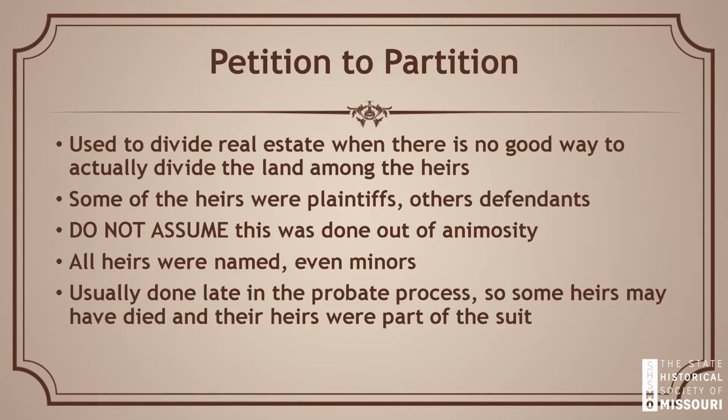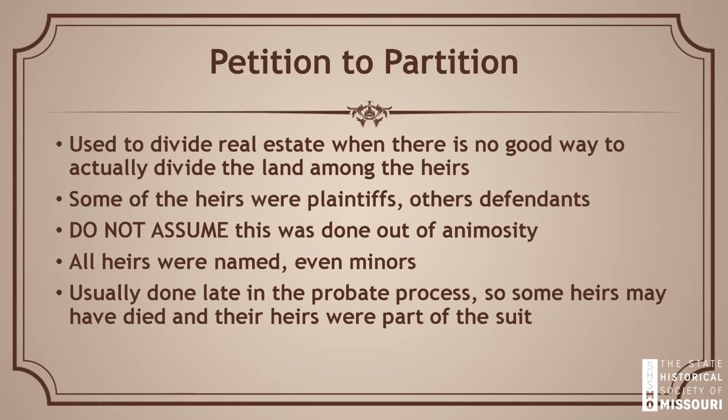Occasionally, you'll have situations where, say, there's one piece of real estate that belonged to the deceased, and he has 10 children. There is no way, if it's something like a 40-acre parcel, that it's worthwhile to divide that into 10 pieces of equal value. Sometimes it's impossible to get equal value. So in that case, to force sale of the property, a lot of times the heirs would sue each other in order to force sale. That was called a petition to partition. So some of the heirs acted as plaintiffs and others as defendants.